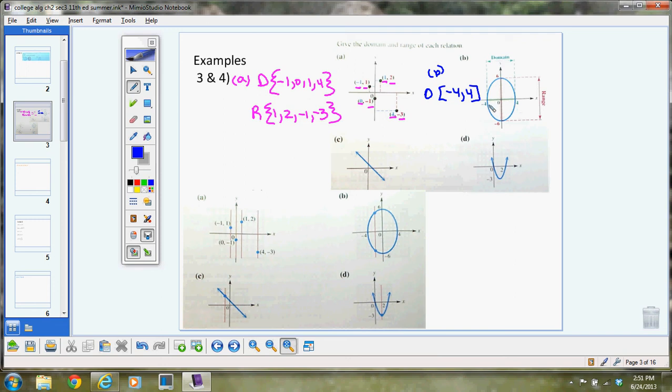For the range, the y value, we're going to look at what it touches. It goes from -6 all the way up to +6. So we would write -6 with a bracket, comma, +6 with a bracket.